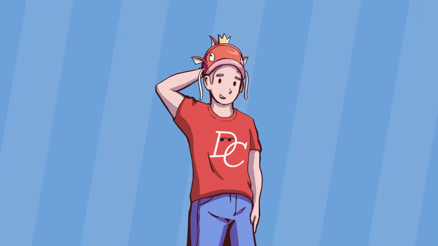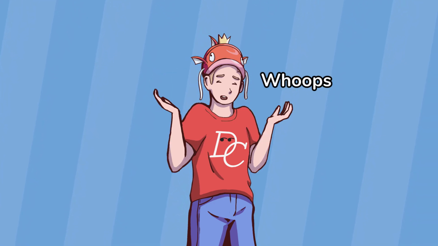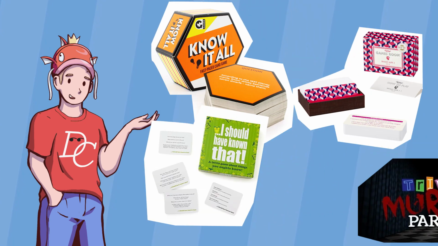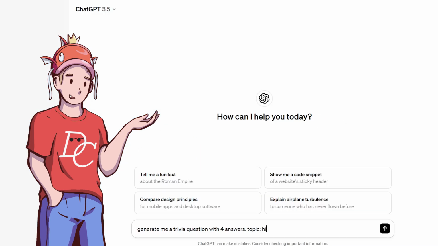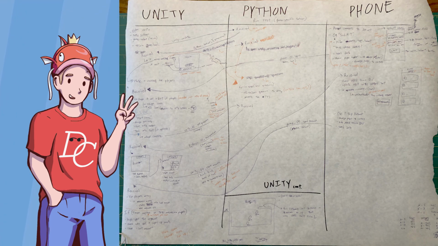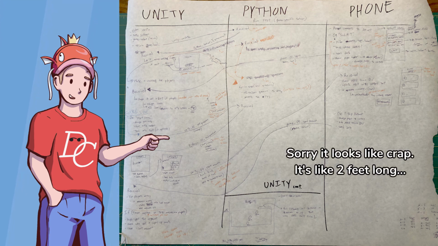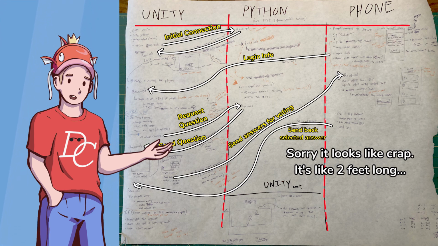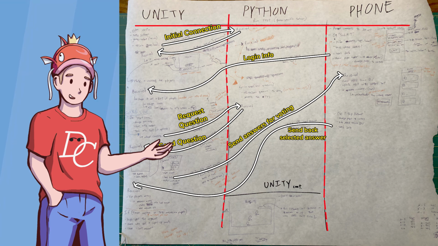Unity can explicitly tell Python what it needs for a certain aspect of the gameplay. Now I'm realizing I never actually said specifically what I'm making. Whoops. My friends and I are big fans of trivia games, and I really like the idea of having ChatGPT generate the questions in real time. In only 3 hours, I was able to fully draft out the entire workflow for the game. It shows every communication that is sent between Unity, the server, and phones. It's actually not as bad as it looks.